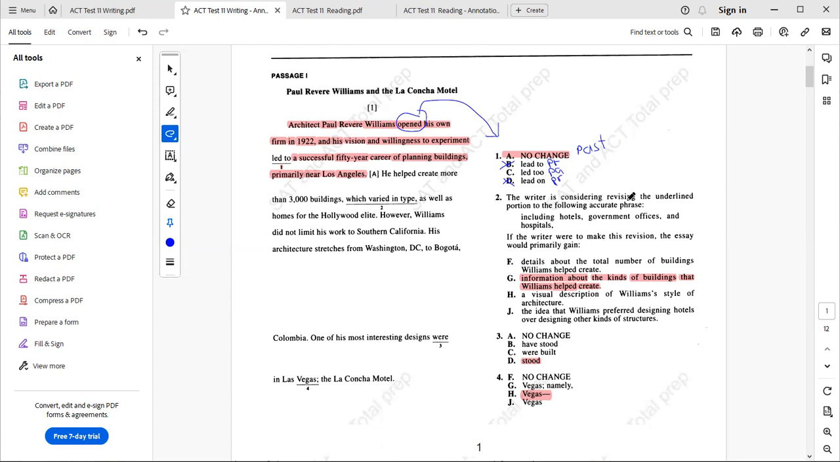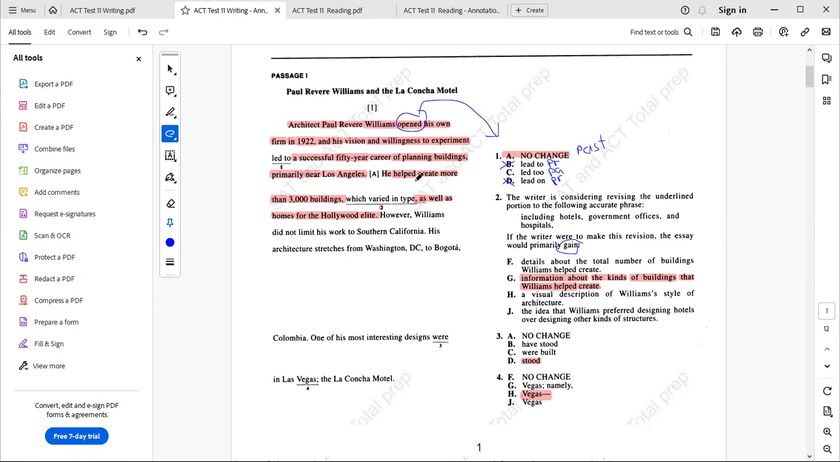The writer is considering revising the underlined portion to the following accurate phrase. He needs just to revise this and change it to whatever is in front of you. Let's read the part again. He said the writer is considering revising the underlined portion to the following accurate phrase. So this is accurate. If the writer were to make this revision, the essay would primarily gain what? Not lose. Gain what? Let's find.